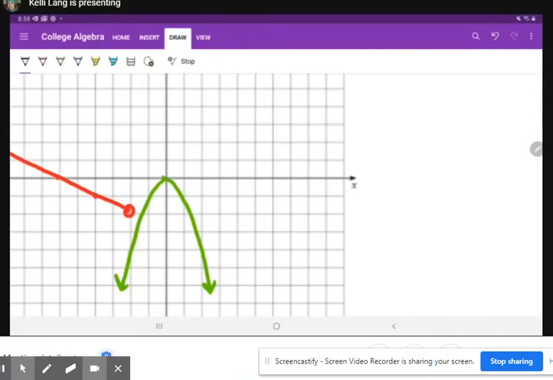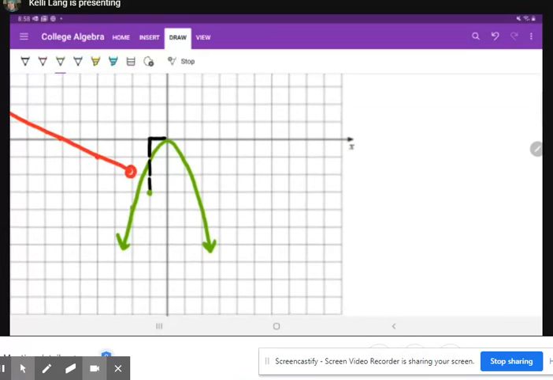Instead of going to the point -1, -1, it's now going to go to the point -1, -3. So we need to stretch it by a factor of 3, which is going to make it 3 times as tall, essentially. So our second point would be here.